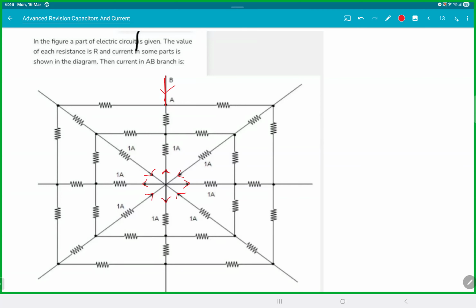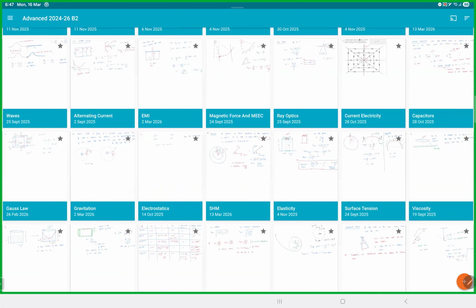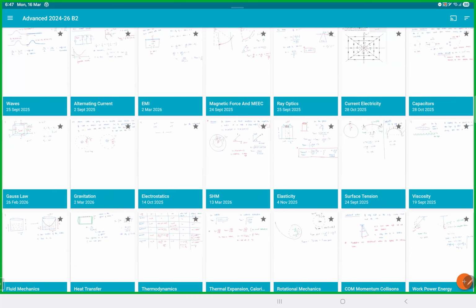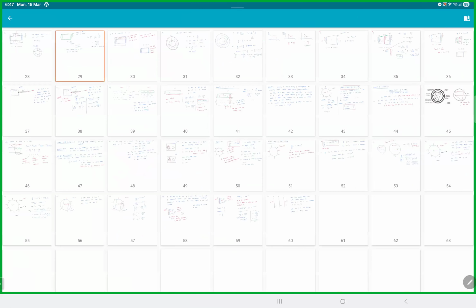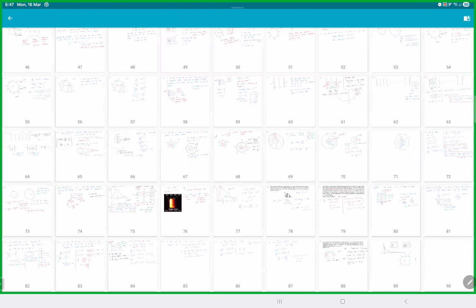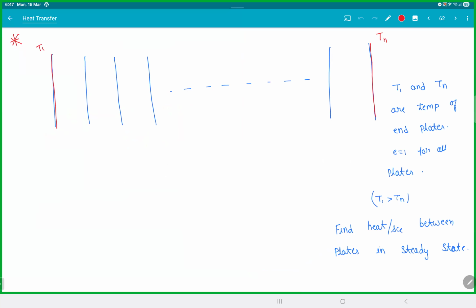And every year it happens. I think even last year, 2 questions came directly from the notes. Literally, I won't say the numbers are the same, but almost. Heat transfer, we are going to do the revision again, but this was a question. N plates.